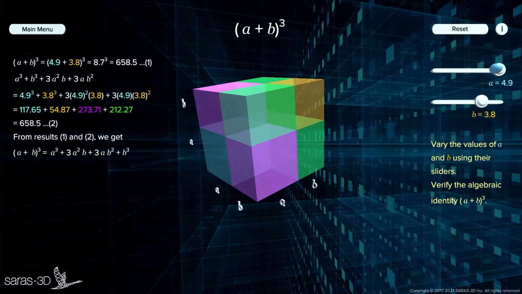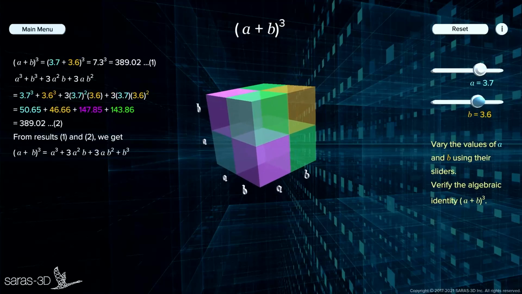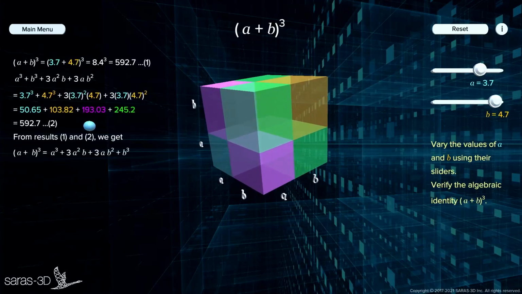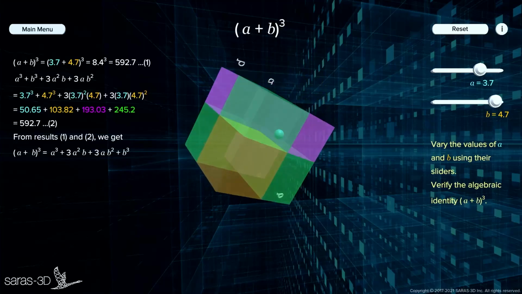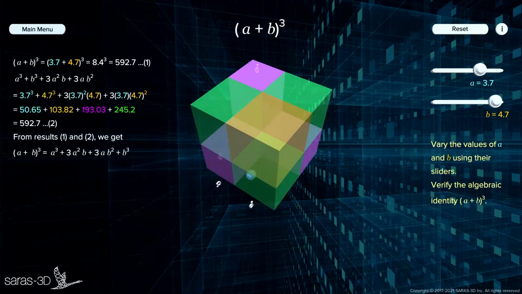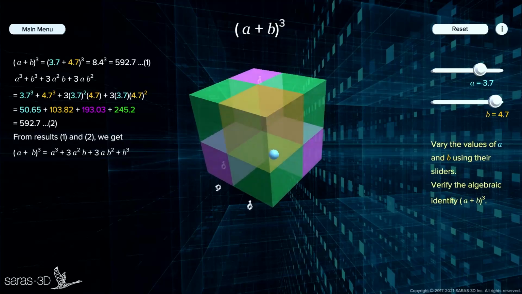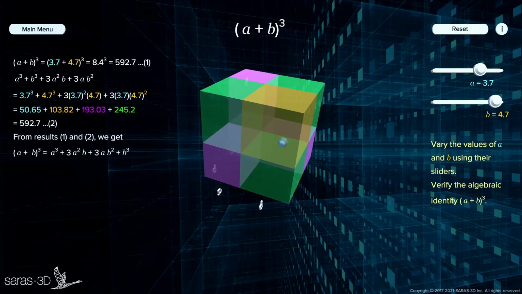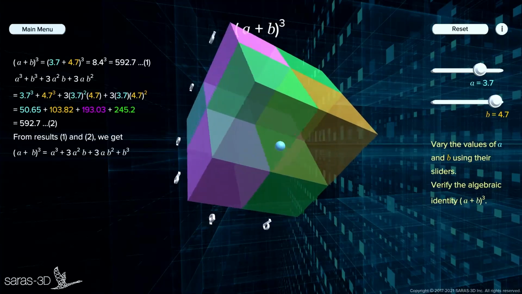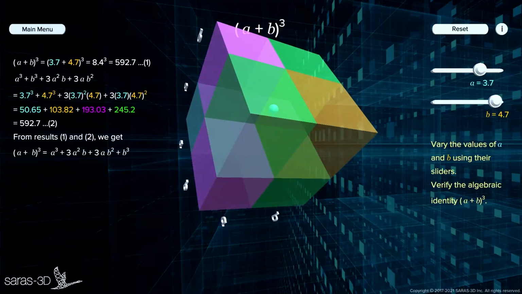And of course, you can change the values of A and B also, and still you can see that this identity always holds true. And if you want to look at the components, the cubes or cuboids which make this cube, then you can rotate this around and see, right? This cube is representing B cube. These green cuboids represent AB square. And these pink ones represent A square B, right? And if you want to increase the size and look at it in a better way, this is how you can do it, right?